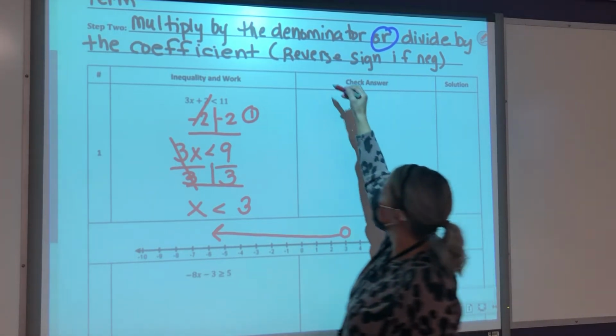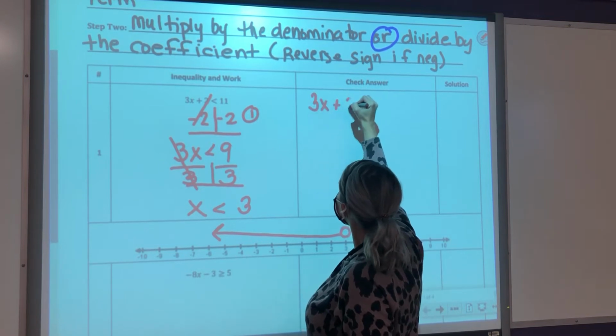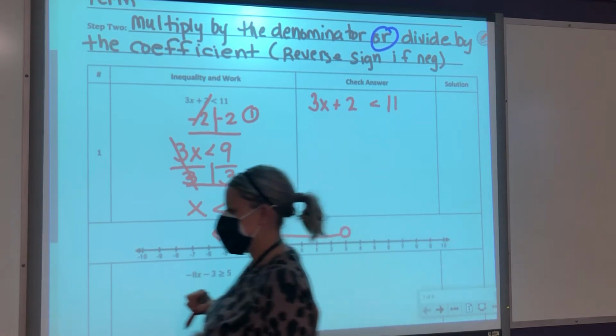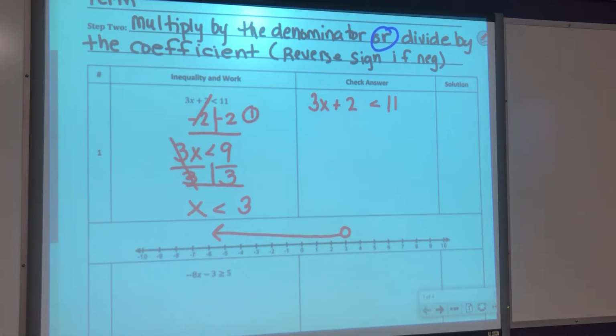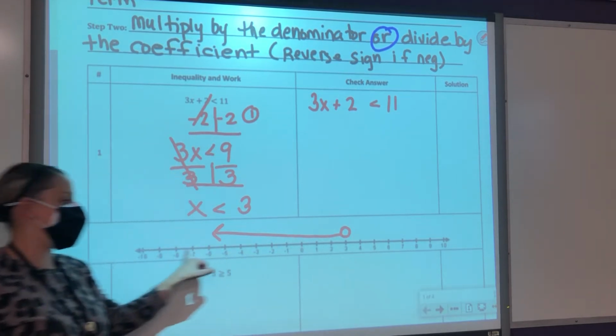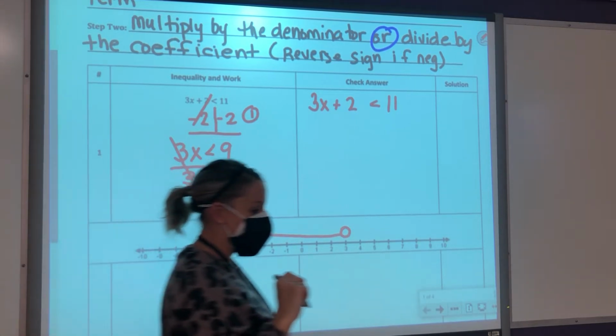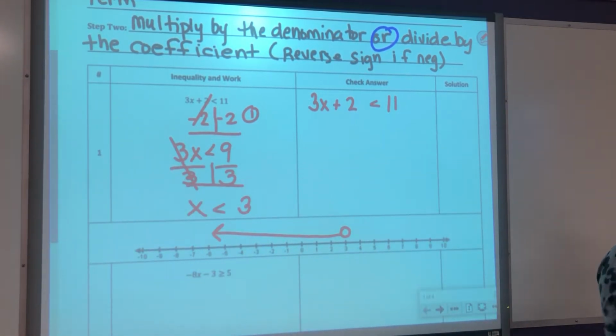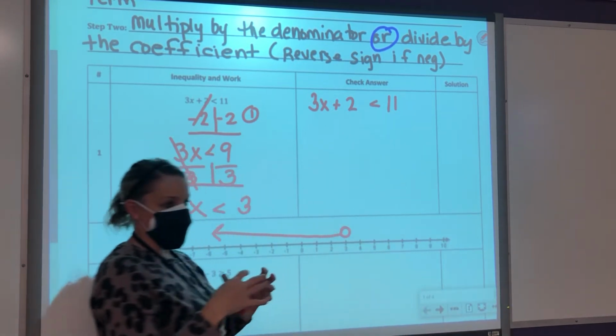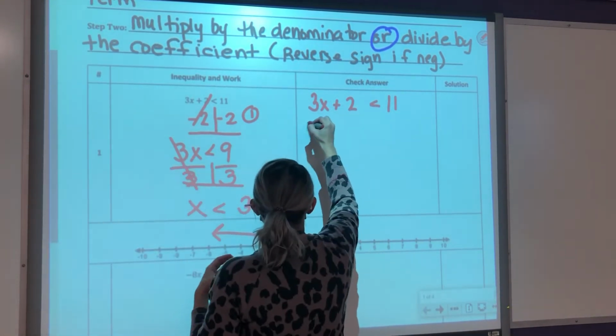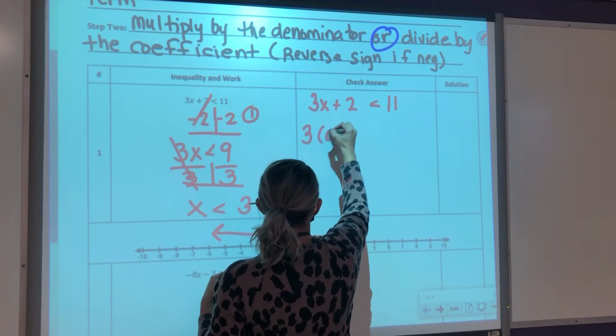Now, when we check our answer, rewrite it. Always start with rewriting your problem. Now we need to choose a value that will create a true statement. Any of these values that are less than 3 are going to work in our inequality statement. What value would I choose? 0. Why would I choose 0 in this situation? Because it's the easiest one. Excellent, it's the easiest math. Whenever I see an x, I'm going to plug in a 0.